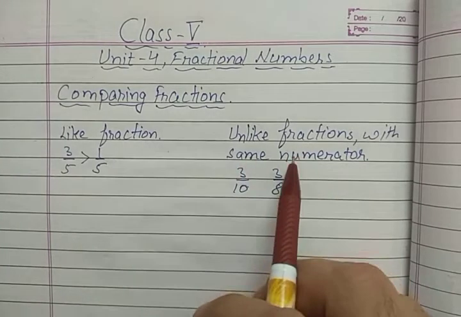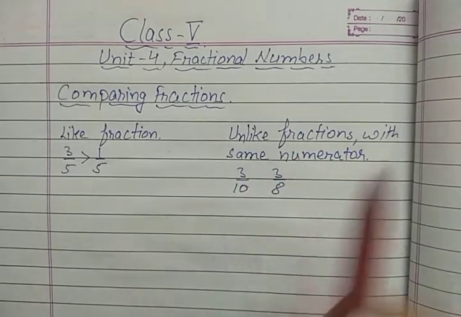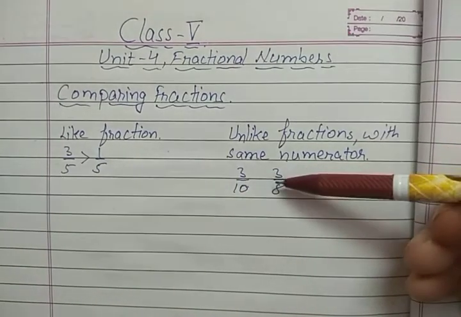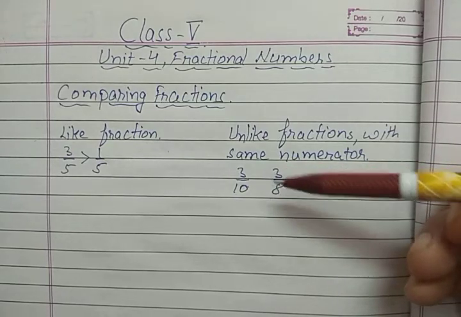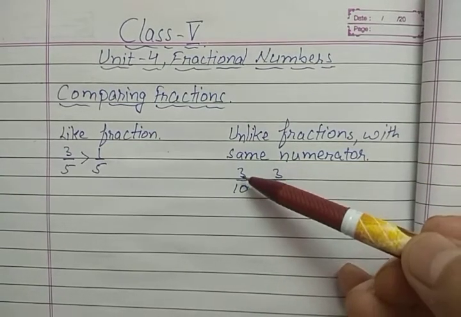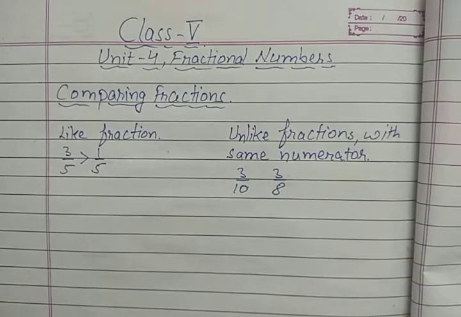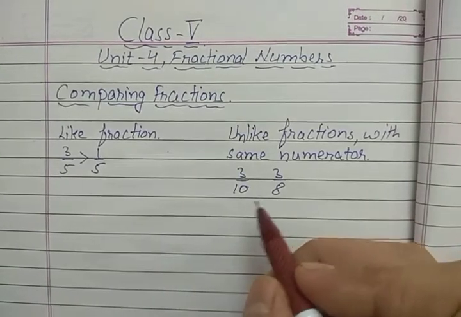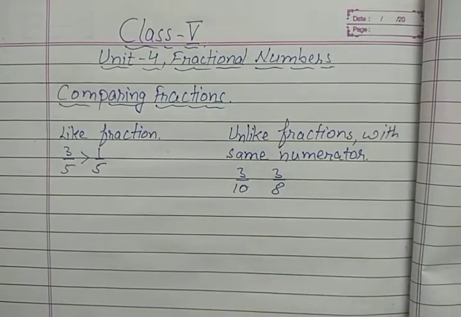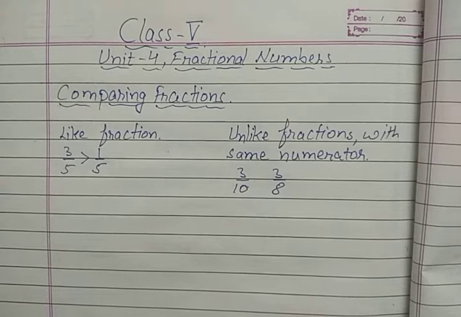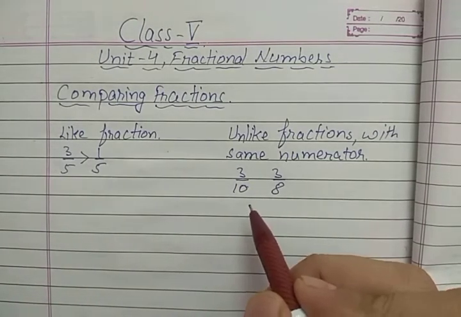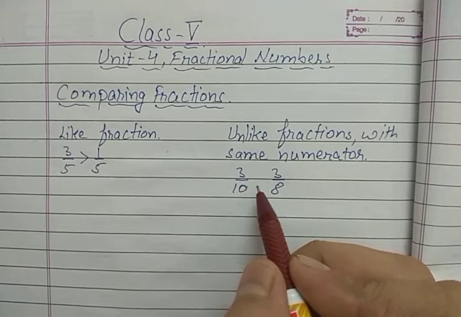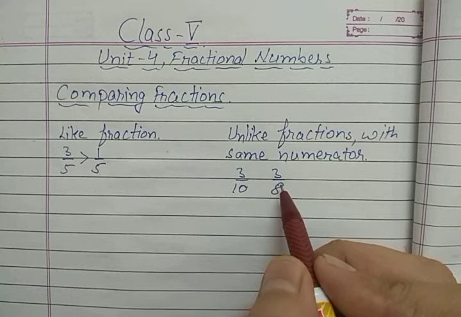And we have also compared unlike fractions with the same numerator. These are unlike fractions, but here the numerators are the same. You can see here 3 and 3, both the numerators are the same. So in such cases we see the denominators. The greater the denominator, the smaller will be the value of the fractional number. That means the fraction whose denominator is greater will be smaller than the other fraction.